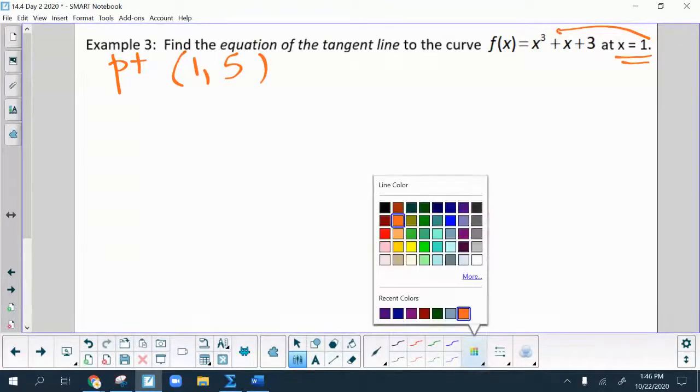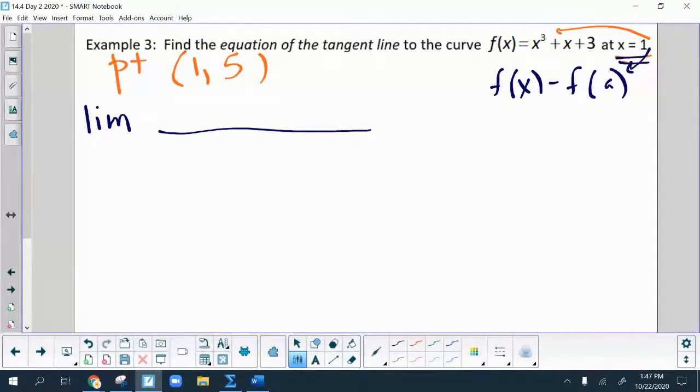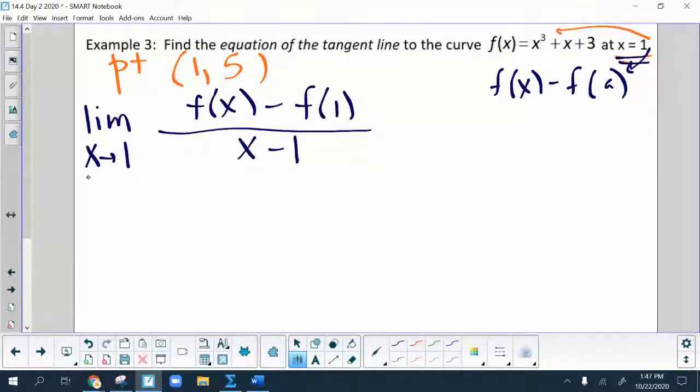But now I need to find the slope. And this is where you have to make a decision on the best choice, right? So remember, we started off the lesson by saying if you're finding the slope at a specific point, it's better to use that f of x minus f of a formula. A would be 1 in this case. So I'll write it out so that you can see what I'm talking about. So it's going to be the limit as x goes to 1, and it'll be f of x minus f of 1 over x minus 1.